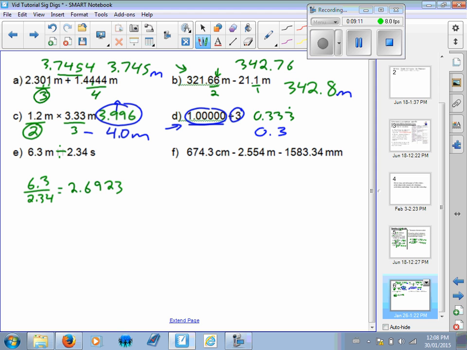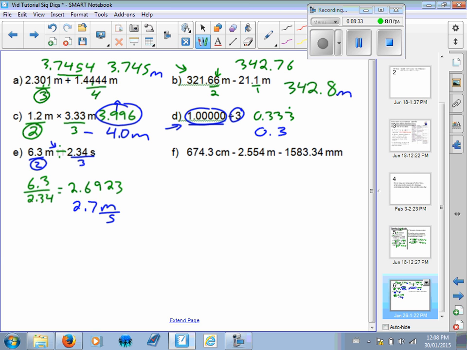Part E comes out when we divide this. This is a divide sign, by the way. 6.3 divided by 2.34. I only put 4 decimals in there because I know that this is 2 sig digs, this is 3 sig digs, so we need 2. 2.69 comes out to 2.7. And that's going to be meters per second. Do the same thing with the units that you would with algebra.